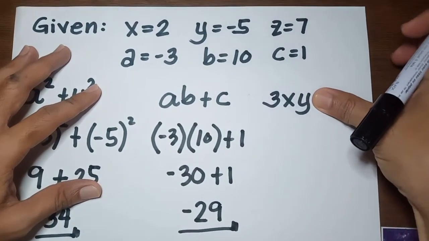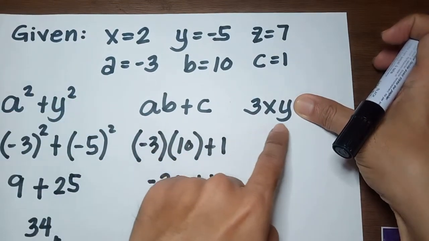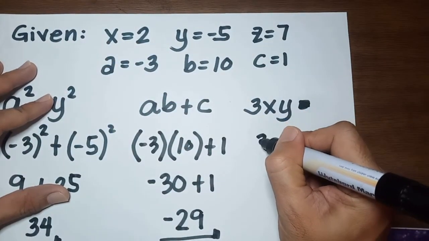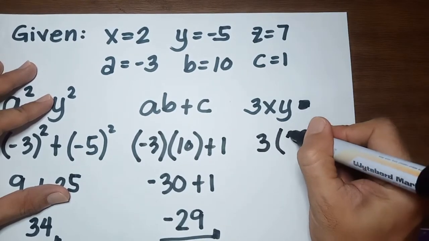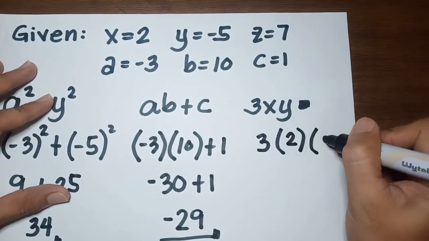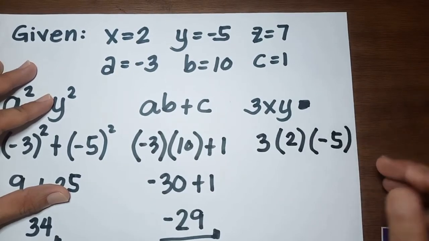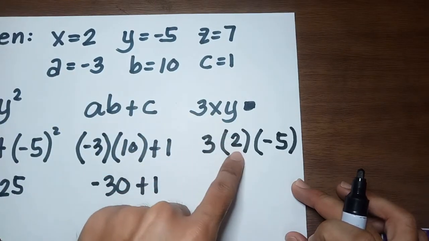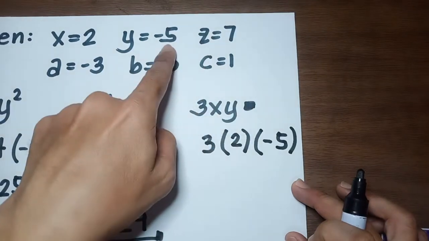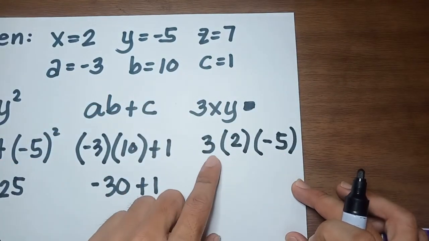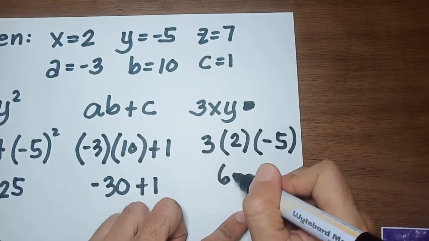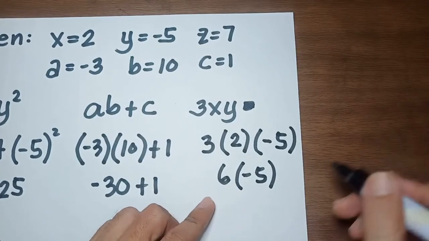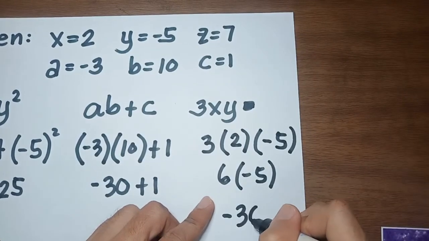How about we are to evaluate 3xy with the same given? So we substitute. We copy 3 times our x is 2 times our y is negative 5. We multiply everything. That is 3 times 2 is 6. Then multiplied to negative 5. Negative 5 times 6 will give us negative 30.